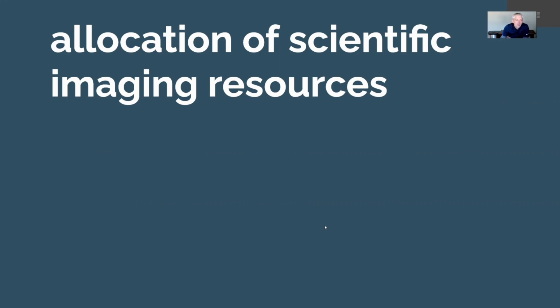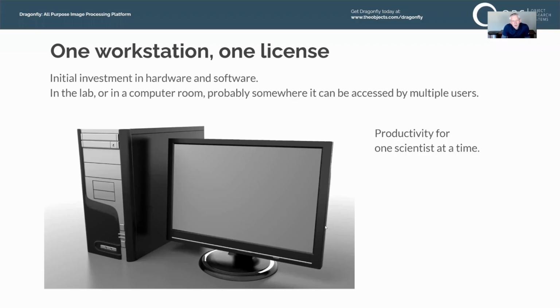And when I say allocation of scientific resources, I'm talking about what happens when a research group or a university or an instrument facility decides they're going to offer software for use. So initially, there's an investment in a workstation and a software license. It usually starts small, one at a time. There's an initial investment in some hardware and software, and this goes in the lab or maybe in a designated computer room, somewhere likely that it can be accessed by multiple users. This establishes the scientific image processing productivity for one scientist at a time.